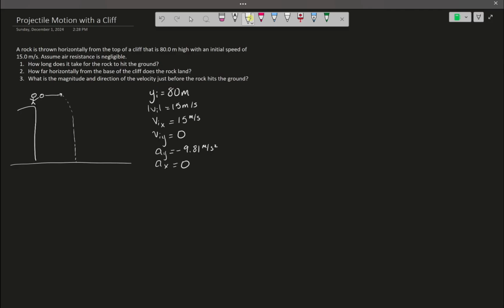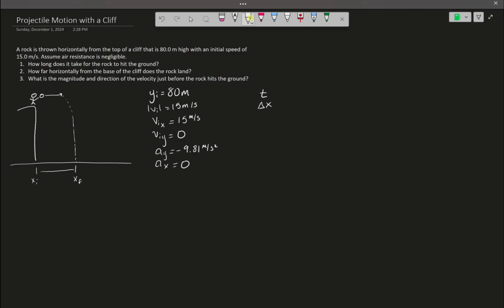So now I want to figure out what it's asking me for. We want to figure out how long it takes for the rock to hit the ground. We want to figure out how far horizontally from the base of the cliff the rock lands. So I want to figure out my displacement in the x direction, how far the object moves in the x direction.